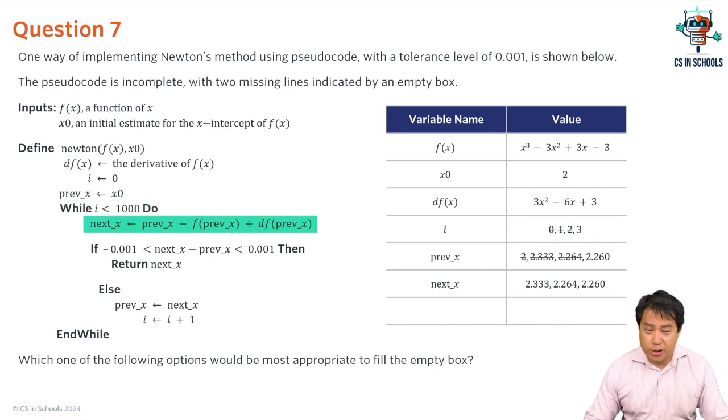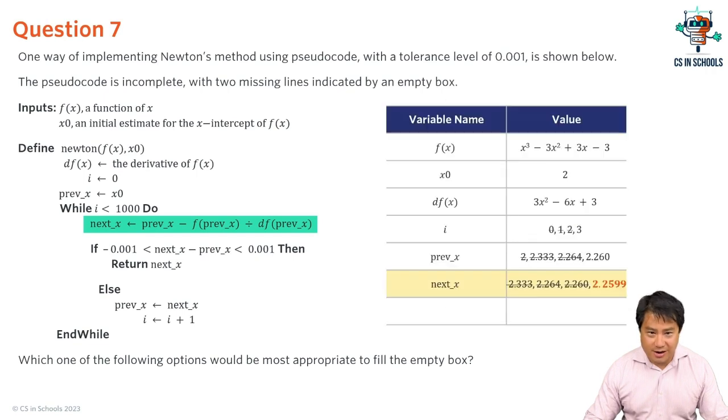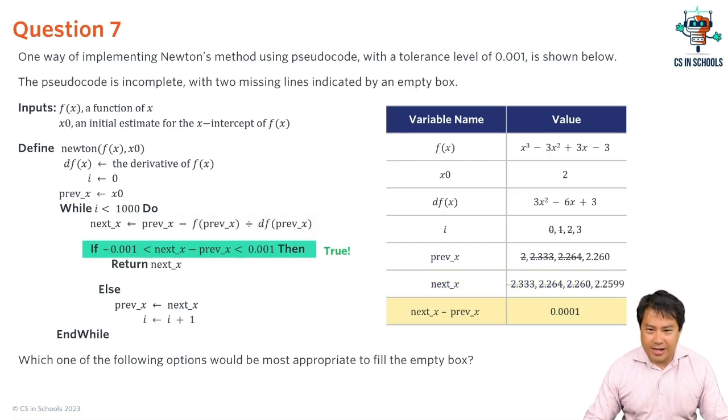Let's go through and evaluate next x once again. So there's 2.260. Let's evaluate the function at that point and draw a straight line and find out where it intersects the x-axis. We find that that's 2.2599. There it is in next x. Let's calculate the gap. The gap is now 0.0001, which does fall within our tolerance level. So that's true. That means that our gap is small enough now to be acceptable in terms of the algorithm giving an answer back to whoever called it.